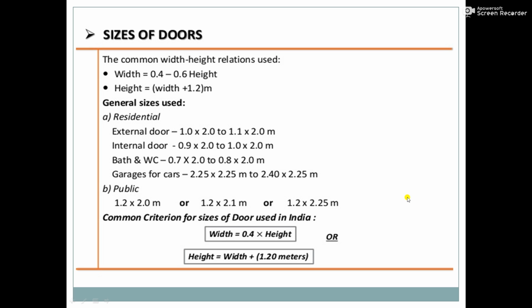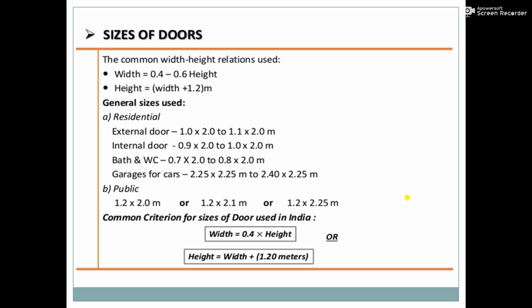Now the sizes of the doors. The doors are there for various types of rooms, and we have fixed the sizes of the doors. Generally these sized doors are provided in the structure. The common width and height relation of the door is mentioned here. The width of the door should be equal to 0.4 to 0.6 of the height, and the height of the door should be equal to width plus 1.2 meters. Okay, so this is the standard relation between the width and the height of doors.